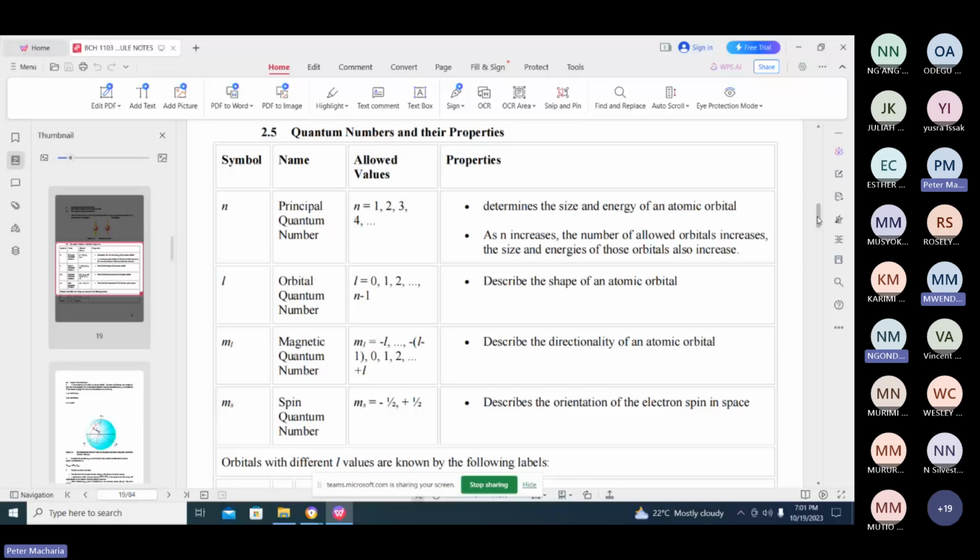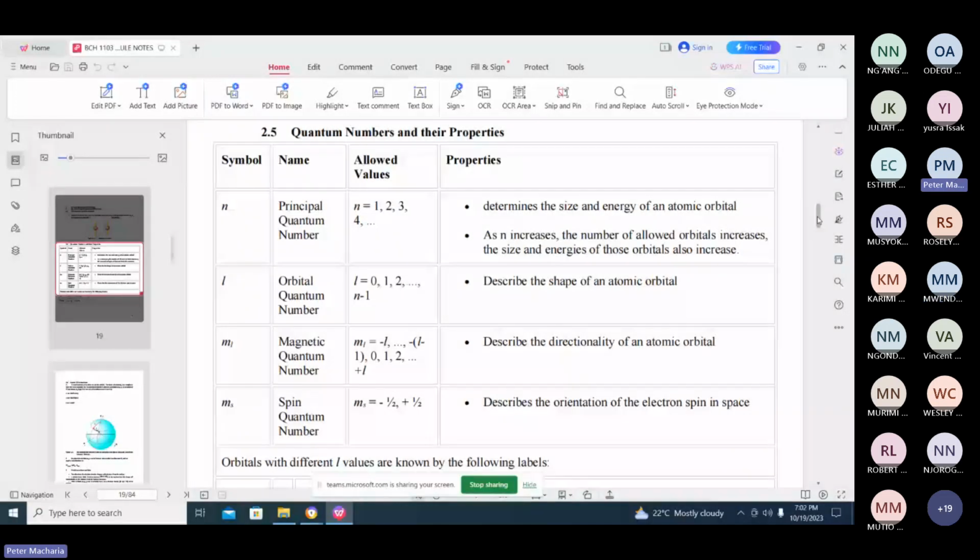And of course, you know that each orbital can hold a maximum of 2 electrons, isn't it? So if you want to know the number of electrons, you multiply the orbitals times 2. Is that clear? So for whatever orbital you are talking about, it can hold 2 electrons, even the last orbital.